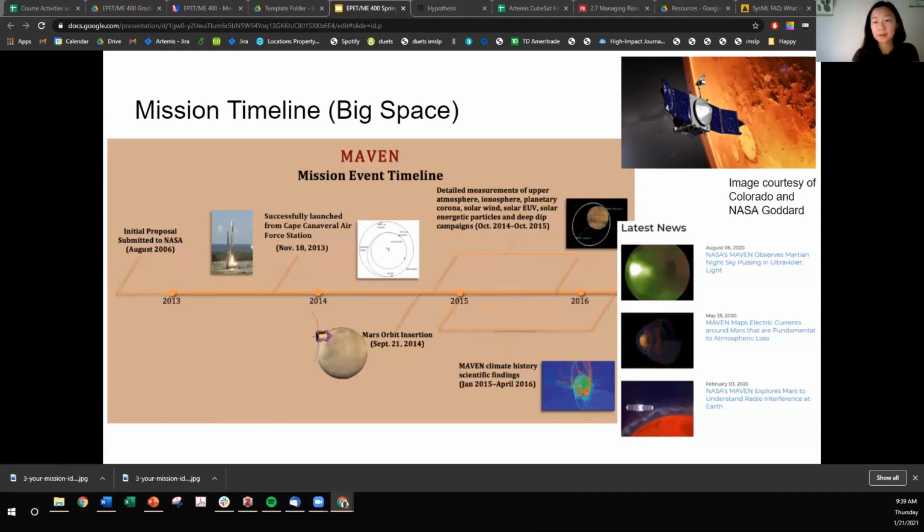MAVEN was initially proposed in August 2006, and you'll see this timeline over here, but didn't get to the launch pad until 2013, which is 7 years later. MAVEN was originally intended for 2 years of primary operations, yet still continues to gather data today. I also grabbed a screenshot last week of recent news articles from MAVEN data, still going strong 6 years later.